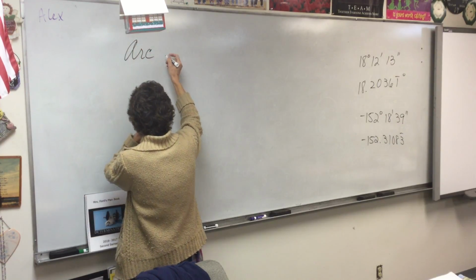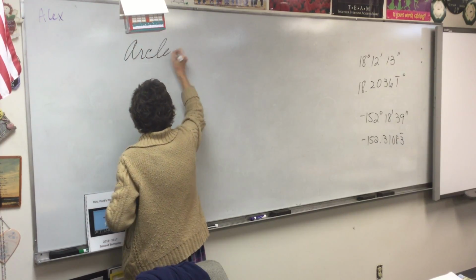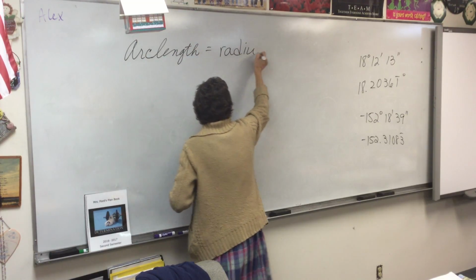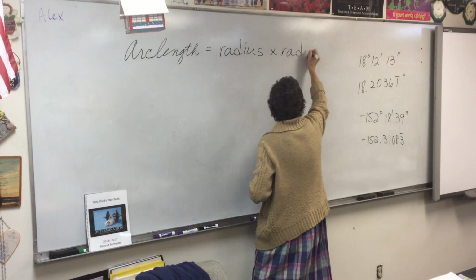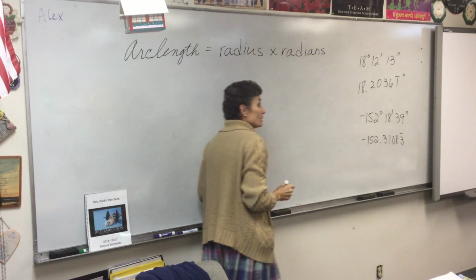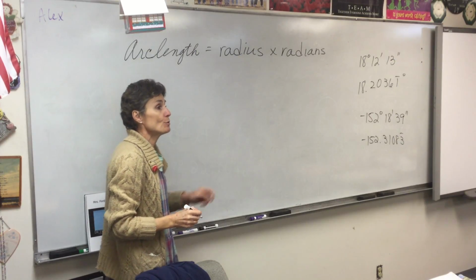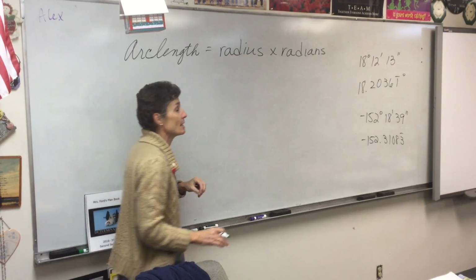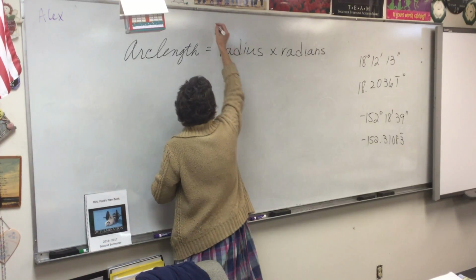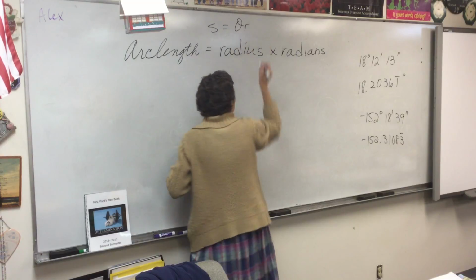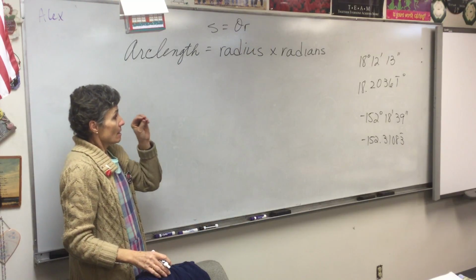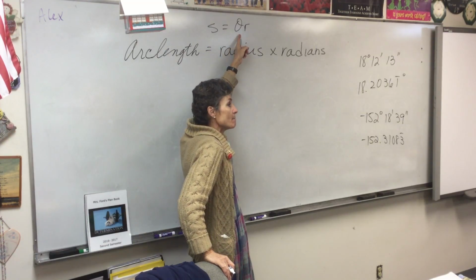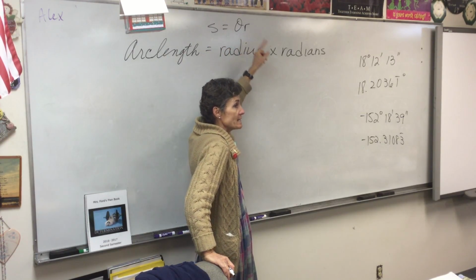I'm going to give you a little hint. Arc length equals radius times radians. Now, for those of you that look in your book and read the examples, they will write this like this. But what that means is arc length is the radian measure of the angle times the radius of the circle.